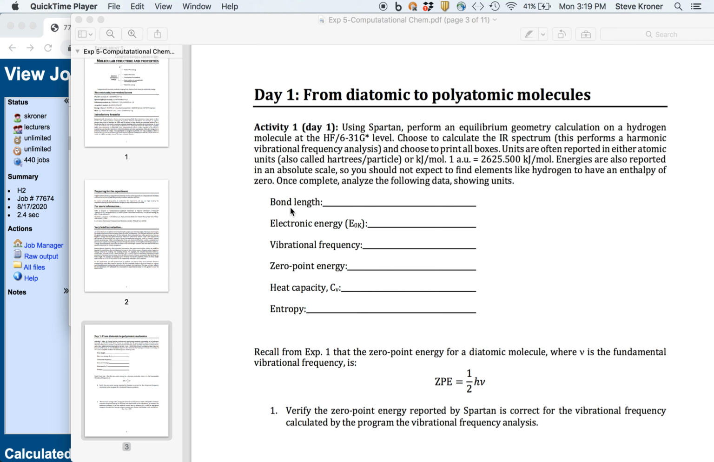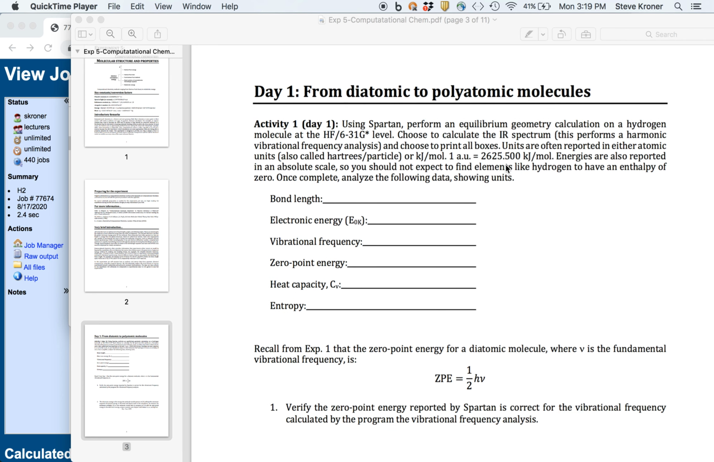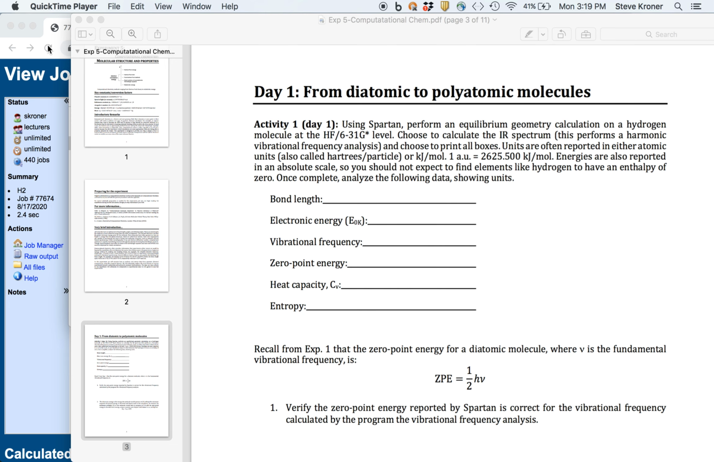So for day 1, activity 1, this is really all the activities for the first day. What we're looking at is a hydrogen molecule at the HF/6-31G* method. A few things before we get started. Computational chemistry, of course, looks at one molecule isolated in the gas phase. This file or this set of experiments was written for using Spartan. We're probably going to mostly use WebMO.